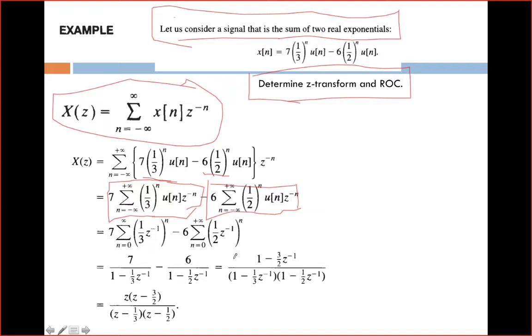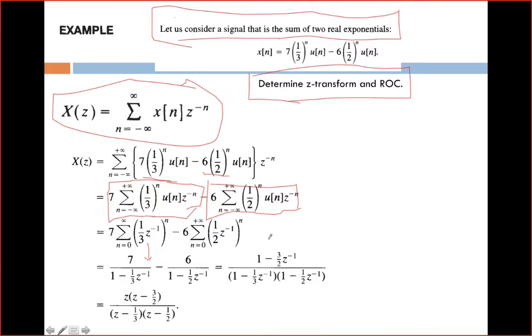Now we have to find the solution to this infinite series, so we use the geometric series formula. When I use that formula, I can reduce this infinite series, where 7 is a constant multiplied with the summation, to 7 divided by 1 minus 1/3 z^-1, minus 6 divided by 1 minus 1/2 z^-1. So I have determined the z transform of these two summations.